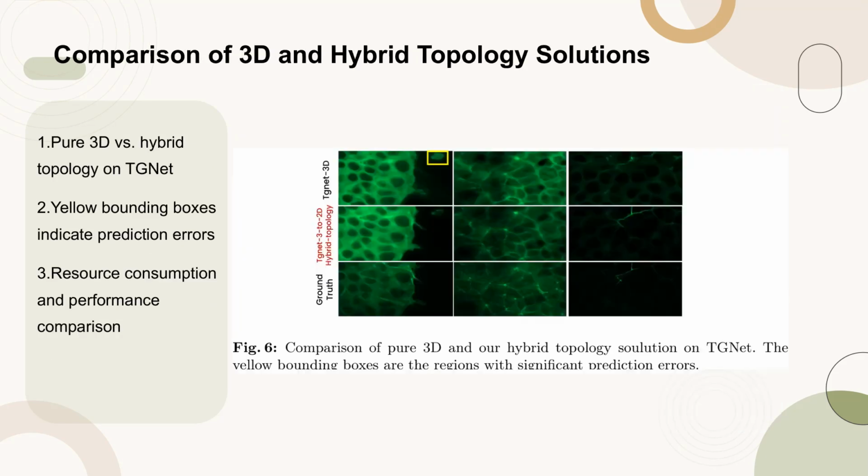Figure 6 presents a comparison between pure 3D and our hybrid topology solution on TGNet. The yellow bounding boxes highlight regions where significant prediction errors occur. This figure is crucial for understanding the performance differences and resource consumption between these two approaches, providing insights into the effectiveness of our hybrid topology solution.